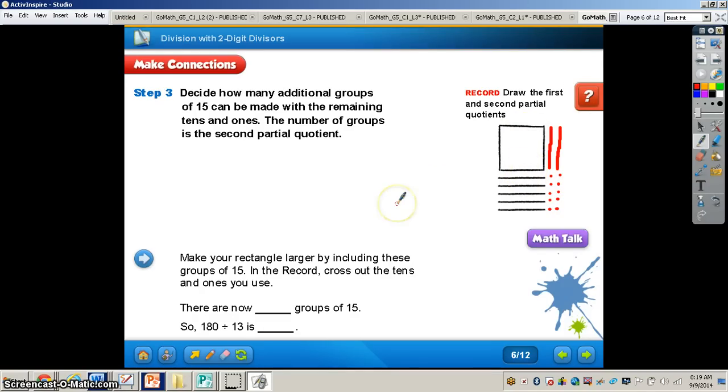So we see for step 3 that there are now 12 groups of 15. How do we know that? We had our partial quotient of 10, our partial quotient of 2. We added those two together. 10 and 2 gives us 12. 12 groups of 15. So 180 divided by 15 is 12.